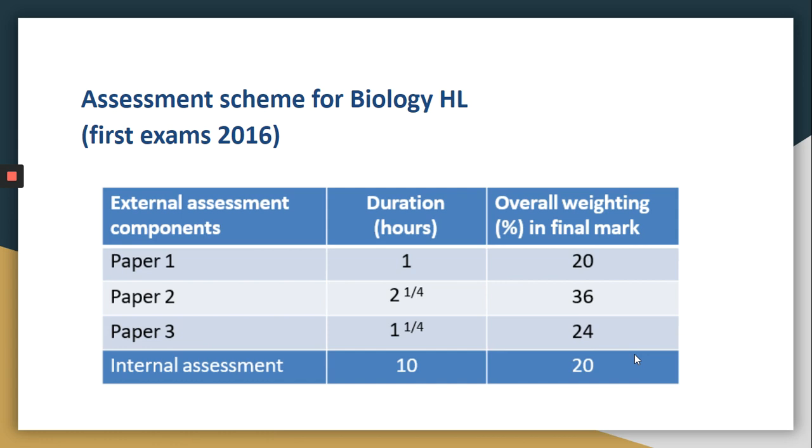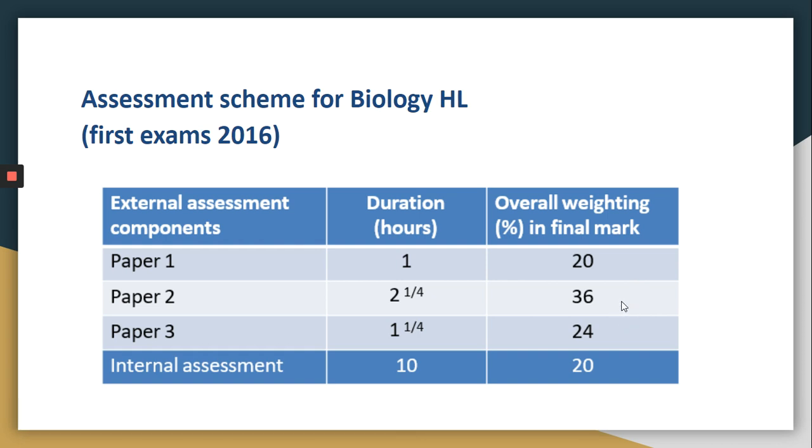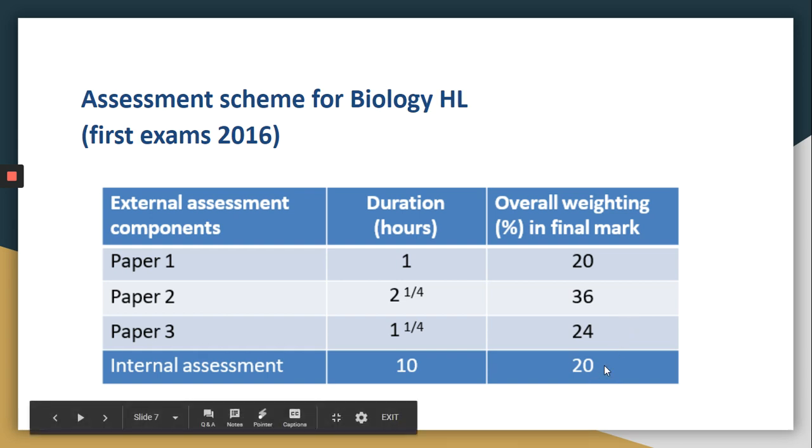But for HL students, the weighting is a little different. Paper 1 is 20%, but paper 2 and paper 3 are slightly different compared to SL students: 36% for paper 2 and 24% for paper 3. For internal assessment, they have the same 20% weight.